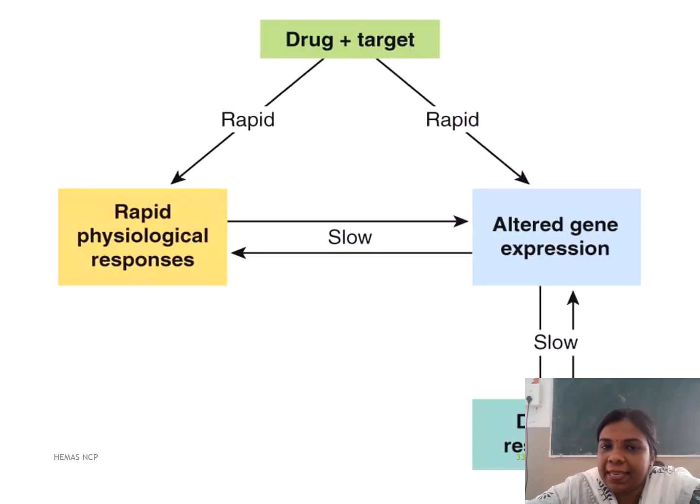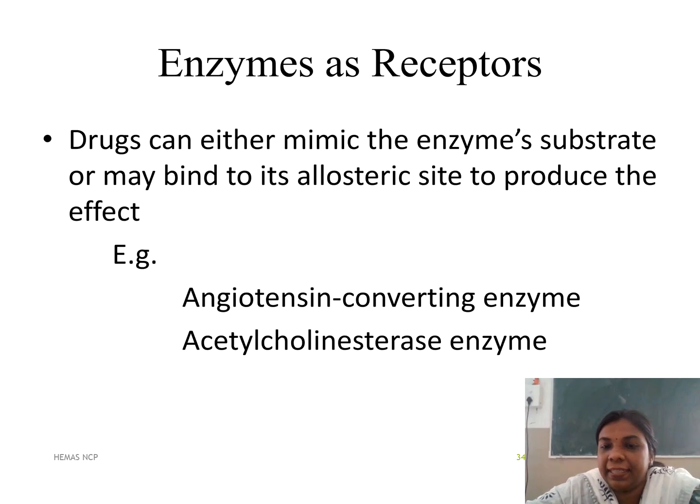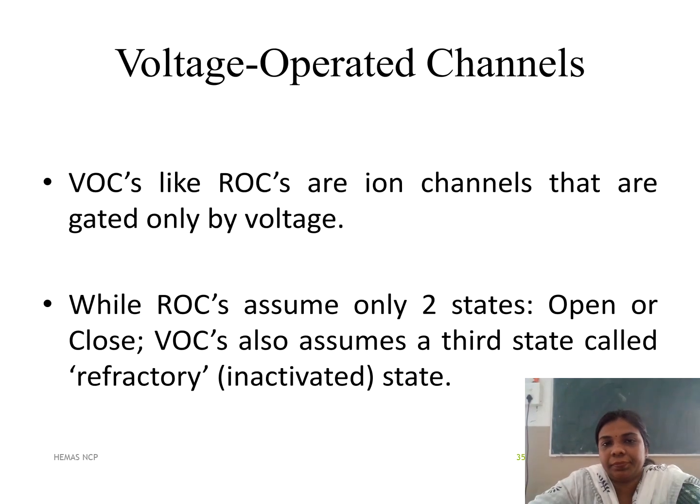Next, drug plus target. Drug action can be rapid, where a rapid physiological response occurs, or it can alter gene expression, leading to delayed responses. Enzymes can act as receptors. Drugs can either mimic the enzyme substrate or bind to its allosteric site to produce the effect. Examples are angiotensin converting enzyme and acetylcholinesterase enzyme.